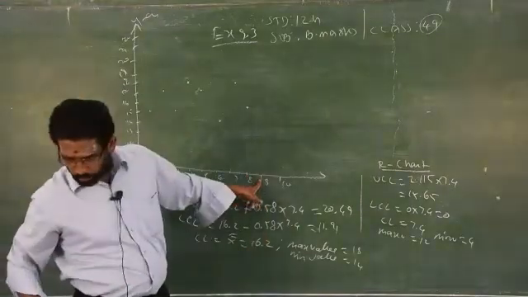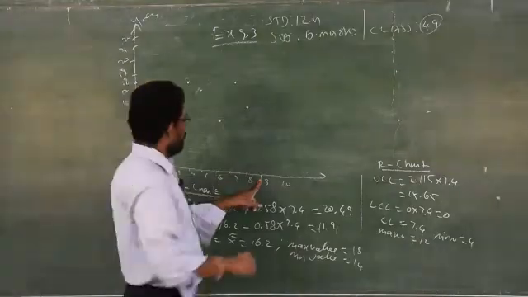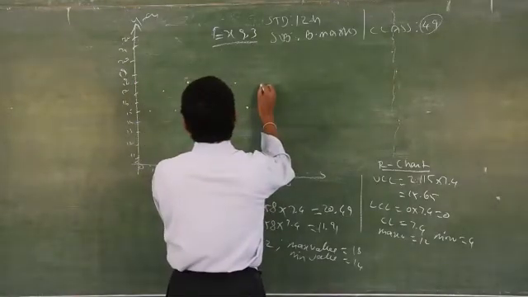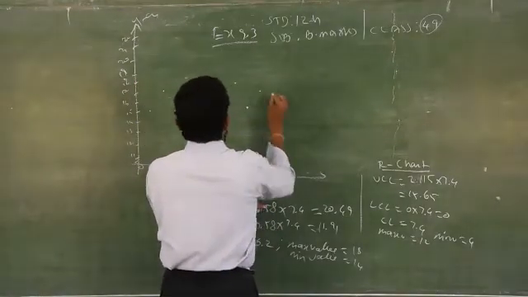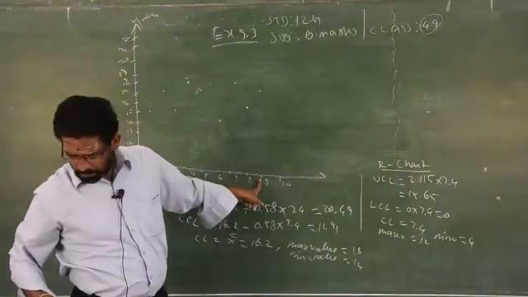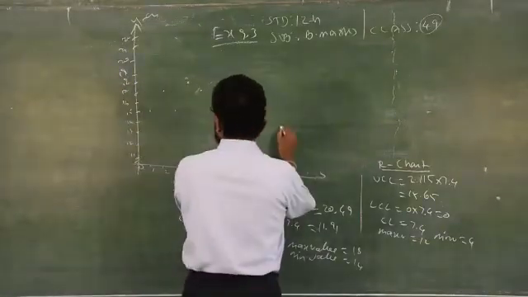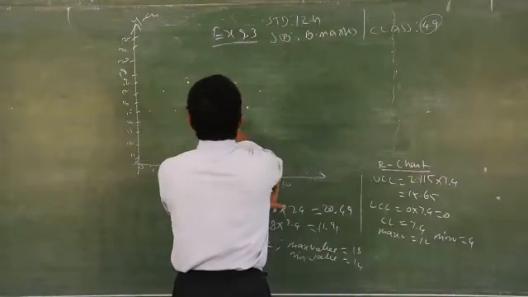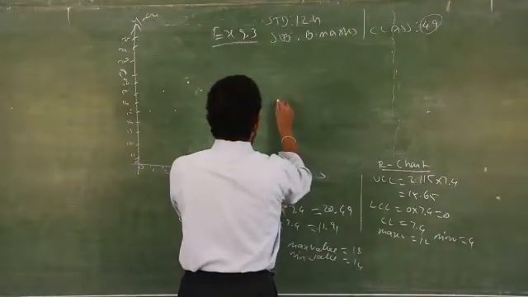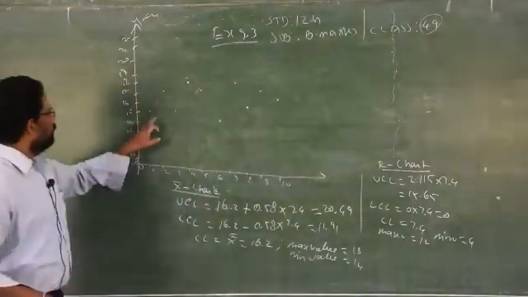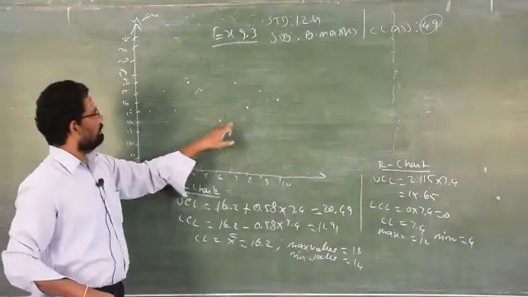Then 9 to 17. So 9 to 17. Where will 17 come? Here. Then the last one, 10 to 16. Use the scale and do it. That's all, I plotted the points: 1, 2, 3, 4, 5, 6, 7, 8, 9, 10.